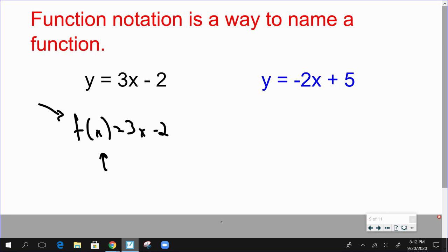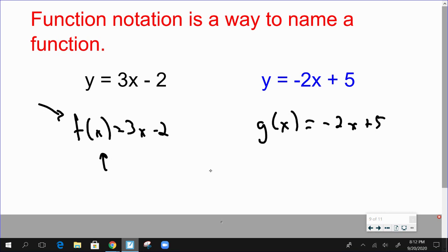All right, so now if I look at this one, let's call this one g of x. I changed the name to g this time. It still uses the variable x is equal to negative 2x plus 5. Okay, that's all we're going to do there. Not much that we have to worry about.